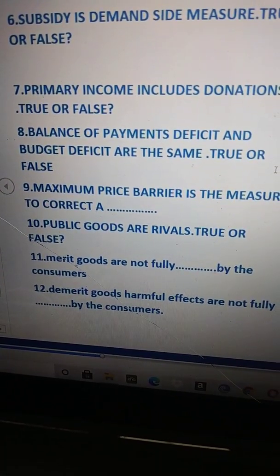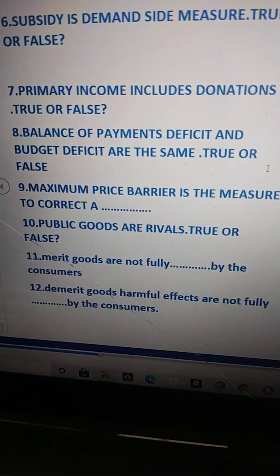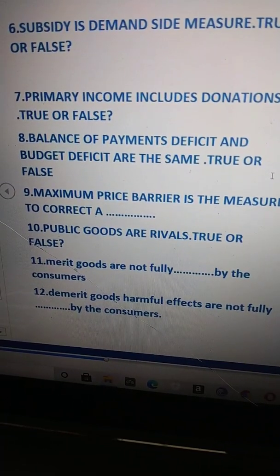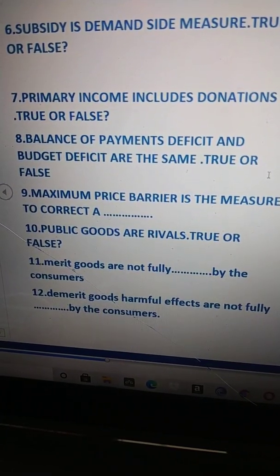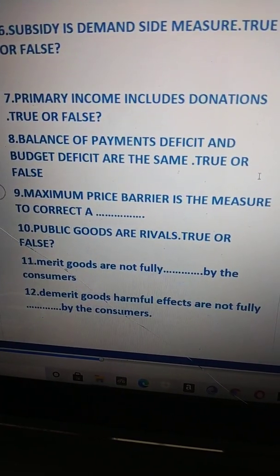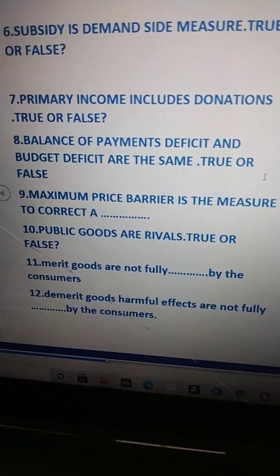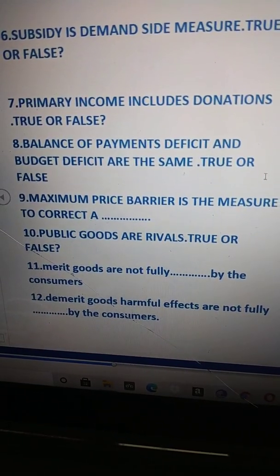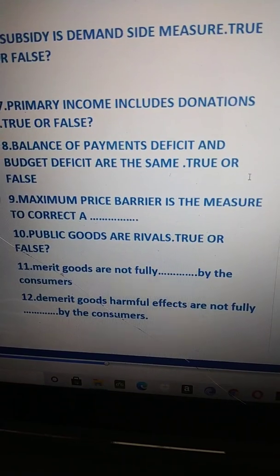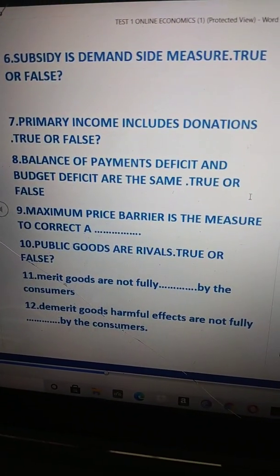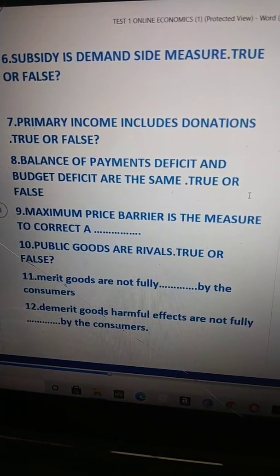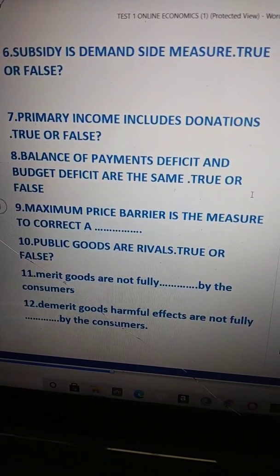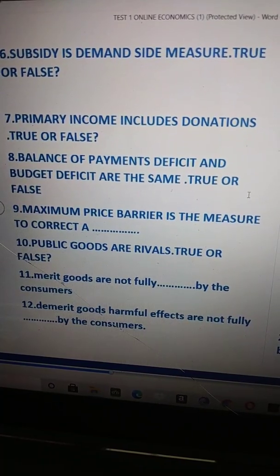Number 9. Maximum price barrier is the measure to correct a market failure. Why market failure? Because monopolies and some very dominating firms can put up prices at a very high level. This has to be tackled by the government, so the government intervenes and corrects the market failure by using the maximum price barrier. The government is looking for welfare maximization. They want most of the consumers, in fact all the individuals in the economy, to be able to afford especially the basic necessities of life. So number 9, maximum price barrier is the measure to correct a market failure.